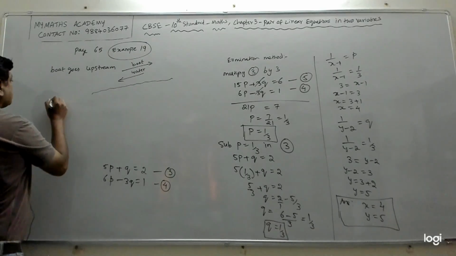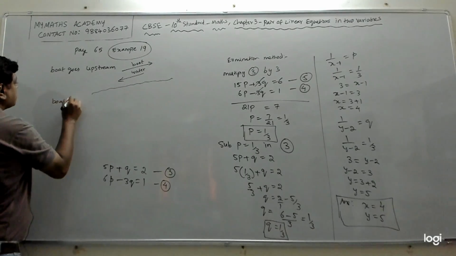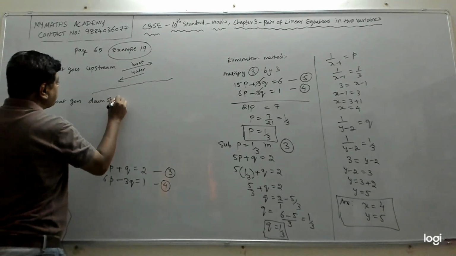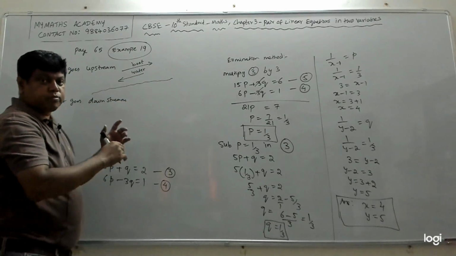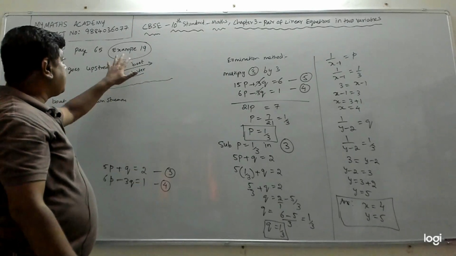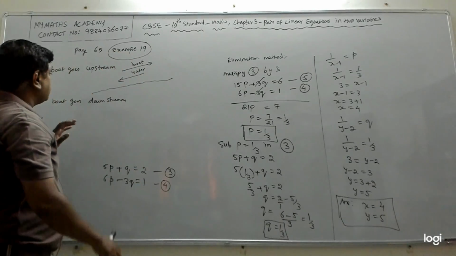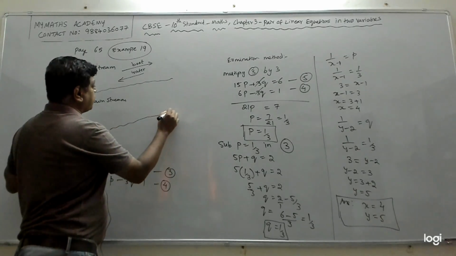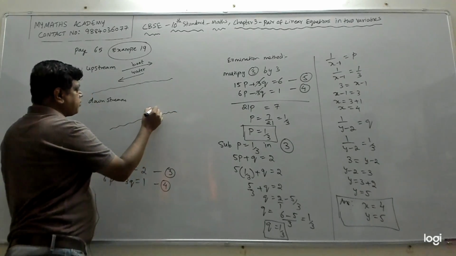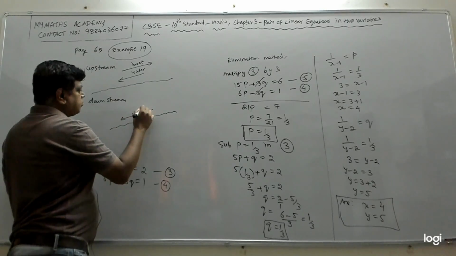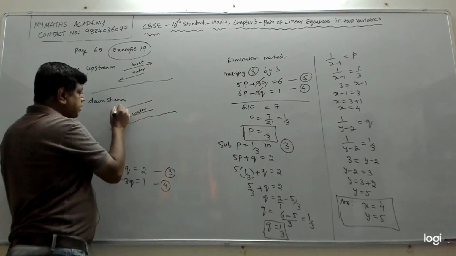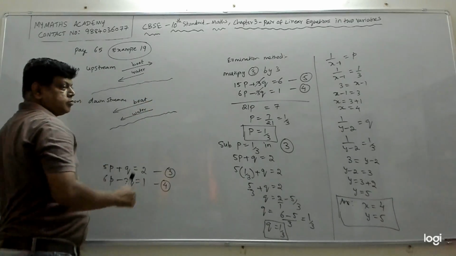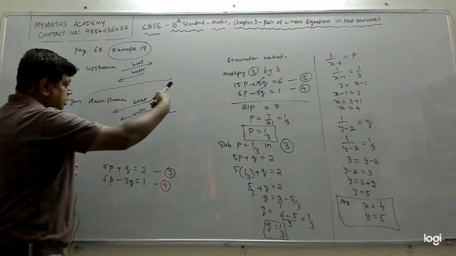And downstream is, when a boat goes downstream. I am just explaining what is upstream and what is downstream, then we will go to the problem. I have not yet started example 19. Downstream means, suppose the stream is like this. The water is flowing in this direction, and your boat is also going in this direction. You are rowing the boat, and it goes as per the flow of the water.